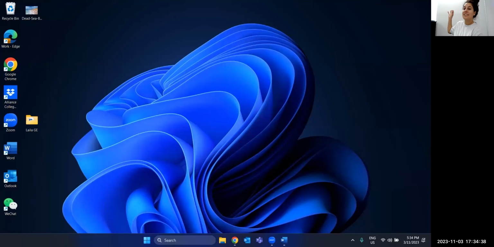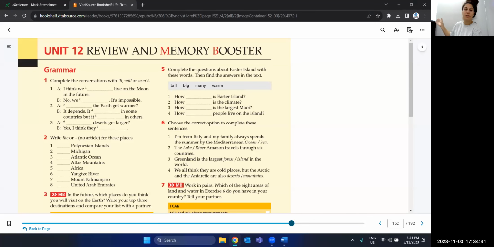So that's what we're going to do today. Let's get started because we've got a test coming up. So where I am, I'm at the review section for Unit 12, right at the end, page 152. So let's do as much as we can before the test. And I hope we have time. We'll go through some extra materials as well.